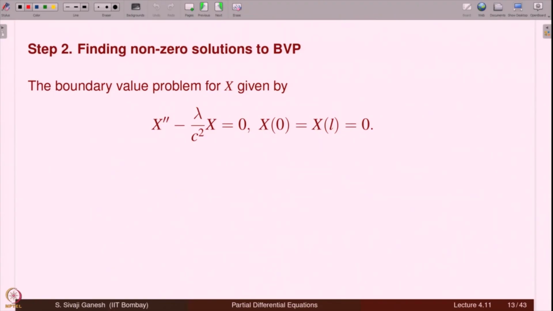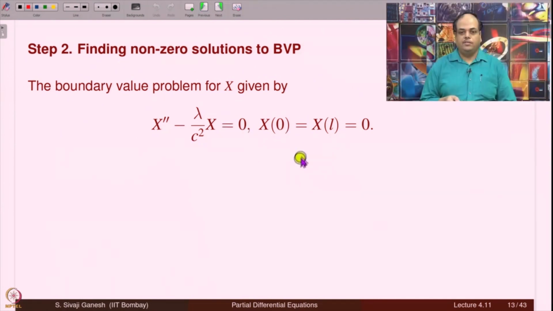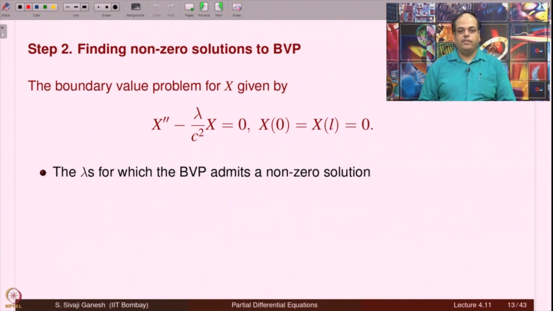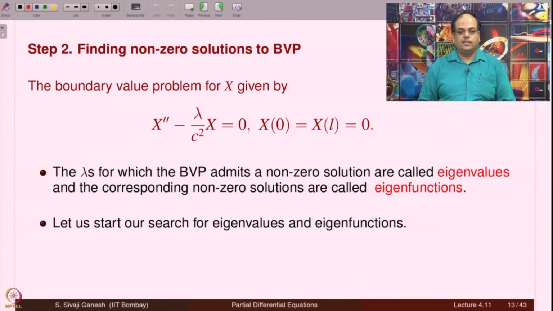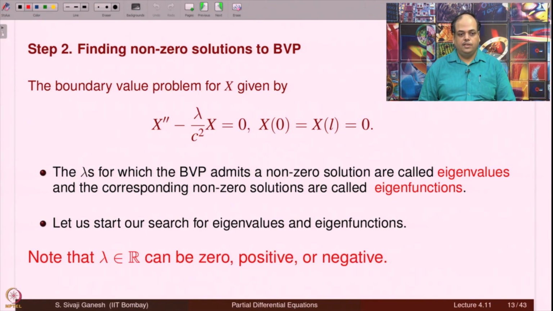Okay. So, this is the boundary value problem that we have for X double dash minus lambda by c square X equal to 0, X of 0 equal to X of L equal to 0. Now, the lambdas for which the BVP admits a non-zero solution, remember we are interested in only non-zero solutions. Such lambdas are called eigenvalues, and the corresponding non-zero solutions are called eigenfunctions. So, let us start our search for eigenvalues and eigenfunctions.